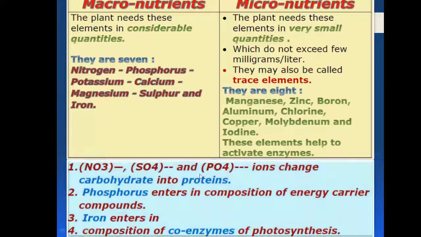So nitrates, sulfate and phosphate ions change the carbohydrate into proteins, important elements. Phosphorus enters in the composition of energy carrier compounds such as ADP, adenosine diphosphate, which converts to ATP, adenosine triphosphate, which stores the energy until living organisms use it. Iron also enters in the composition of coenzymes of photosynthesis.